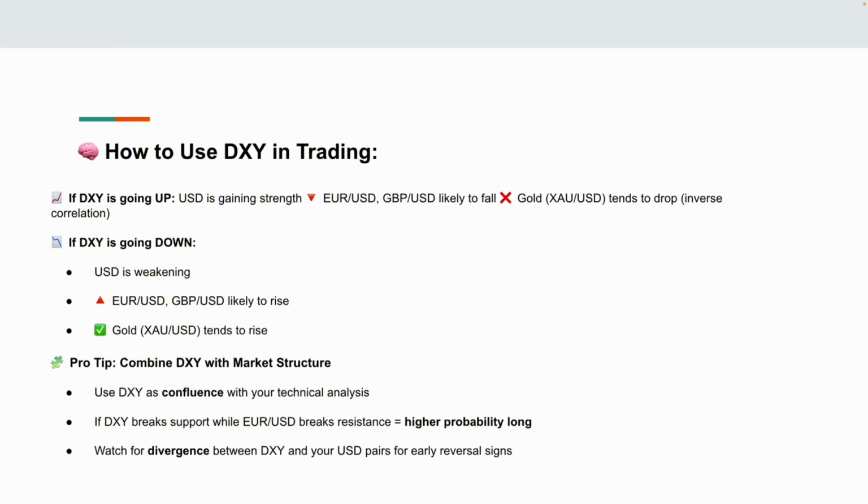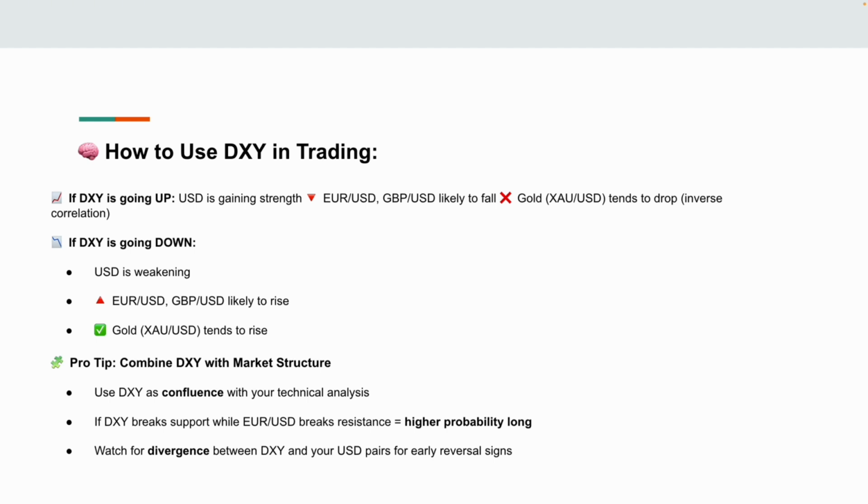How to use DXY in trading. If DXY is going up, USD is gaining strength. EUR/USD and GBP/USD are likely to fall, and gold tends to drop, an inverse correlation. If DXY is going down, USD is weakening. EUR/USD and GBP/USD are likely to rise.